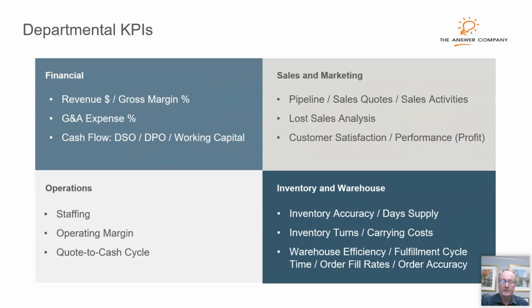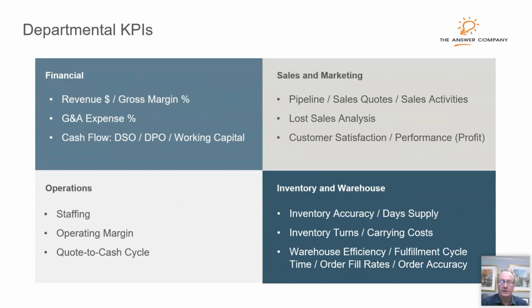And finally, sales and marketing. Again, a key area of distribution. Measuring your pipeline, the number of sales quotes you have out there. What's your percentage winning? Sales activities. If I'm not making enough phone calls or having enough meetings, I'm probably not going to be selling as much. Lost sales analysis: understanding why we lost an opportunity and how we can improve upon that. And then last, but of course not least, is your customer satisfaction performance.